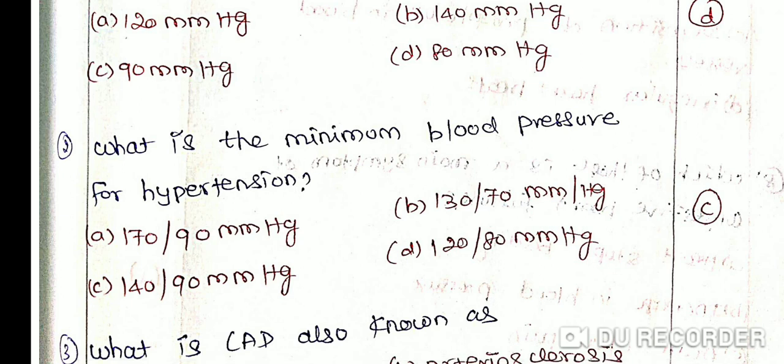What is the minimum blood pressure for hypertension? Option A 170 by 90 mm Hg, option B 130 by 70 mm Hg, option C 140 by 90 mm Hg, option D 120 by 89 mm Hg. The correct answer is option C 140 by 90 mm Hg. The normal blood pressure is 120 by 80 mm Hg, millimeters of mercury pressure. Hypertension is known as high blood pressure as the systolic and diastolic pressure increases to 140 by 90 mm Hg.